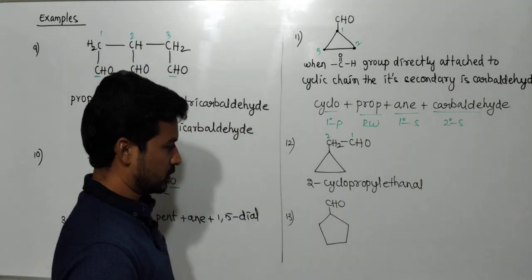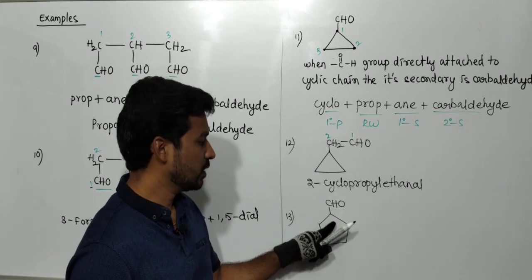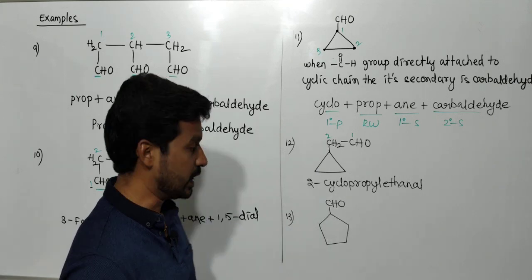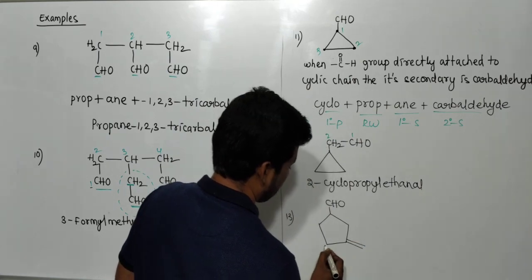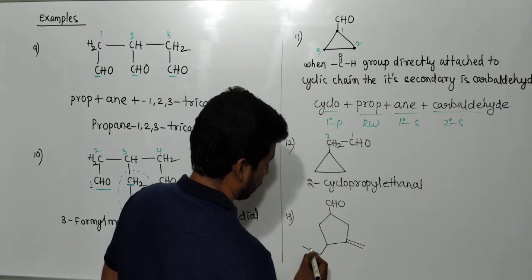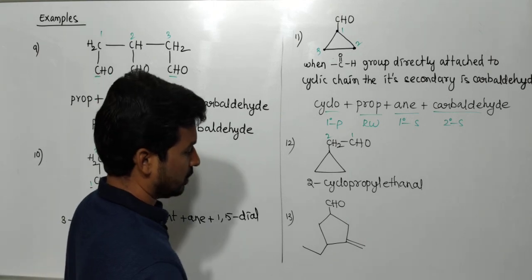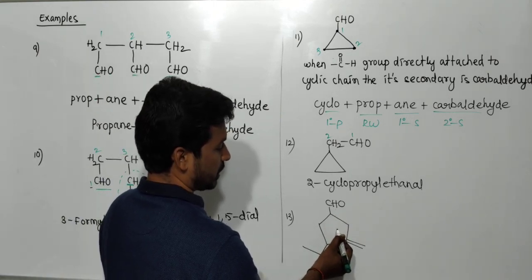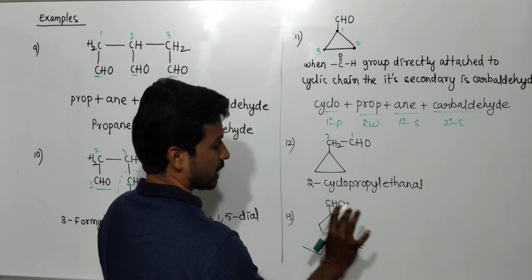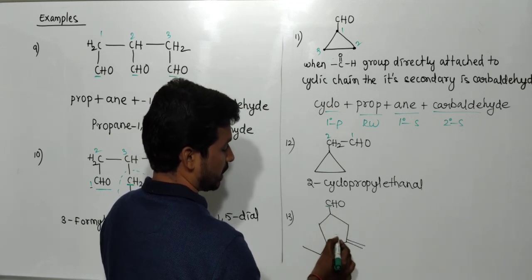CHO group is directly attached to cyclic chain, so carbaldehyde. Cyclopentane carbaldehyde. For cyclopentane group, substituents are like this. Whenever CHO group is directly attached to a cyclic chain, use carbaldehyde, do not take it into parent chain. Then this chain becomes parent chain.